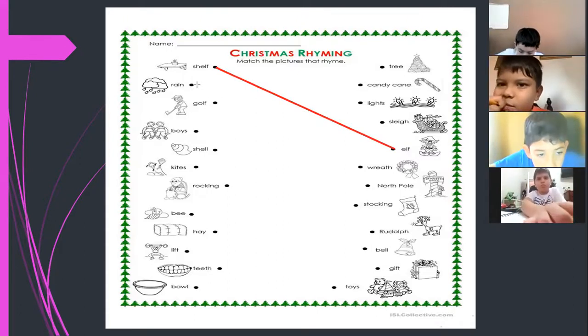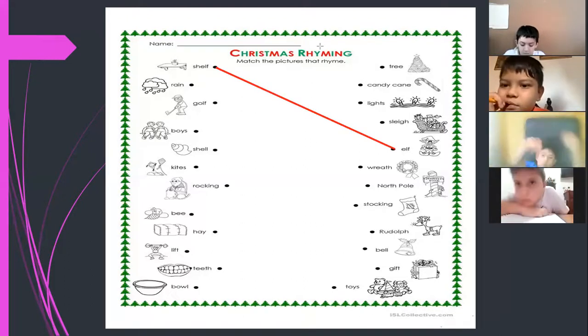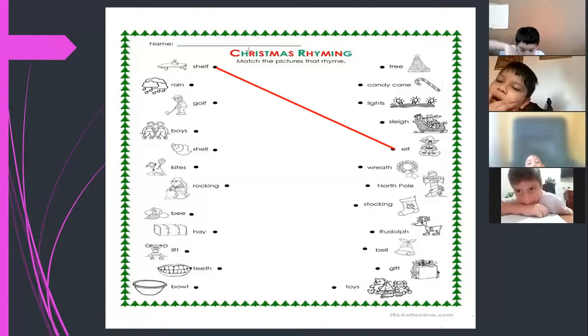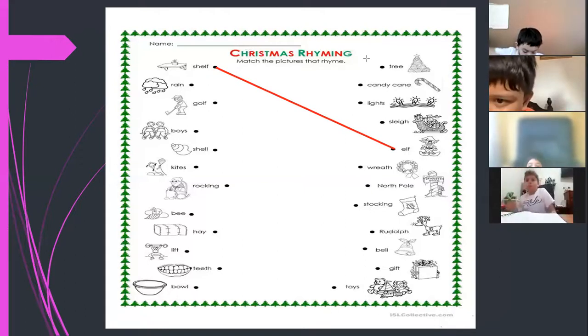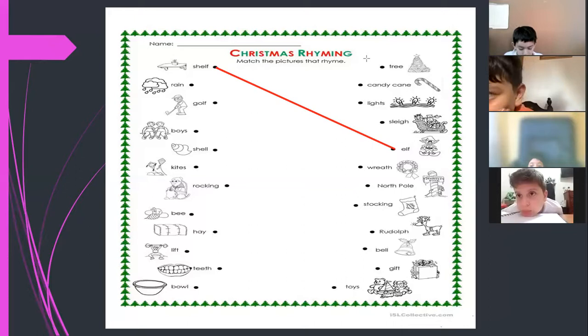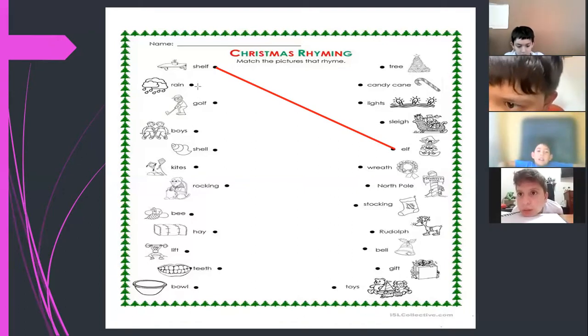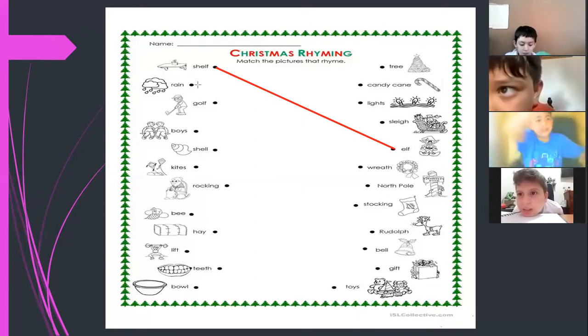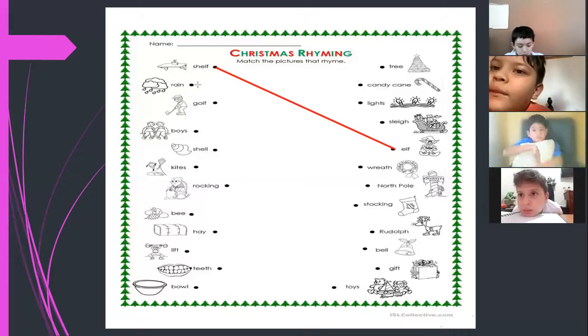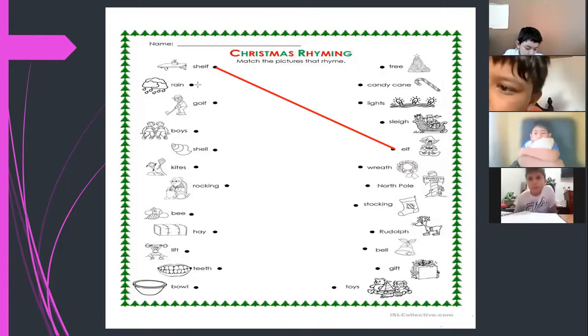Diego, give me a word that rhymes with rain from this column. Rain. Pretty please. What word rhymes with rain? Alan, sit down properly, please. Yes, Diego? I think rain, slave. But remember that the rhyme goes at the end. So that's the sound I need to listen to at the end in the second word. Rain.